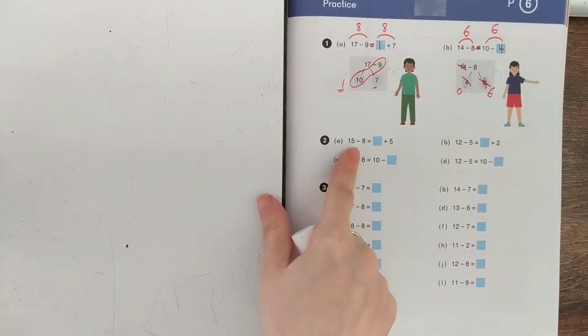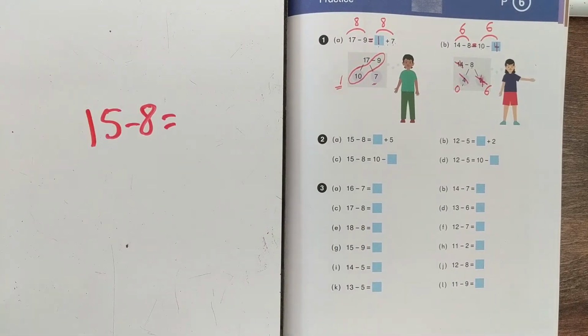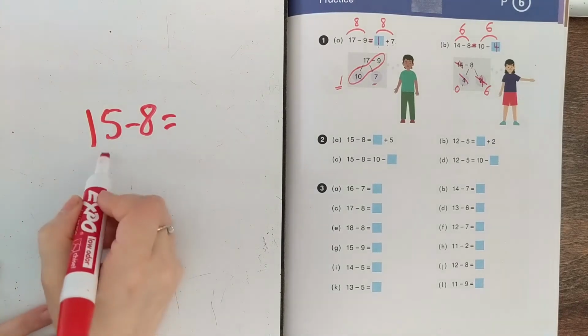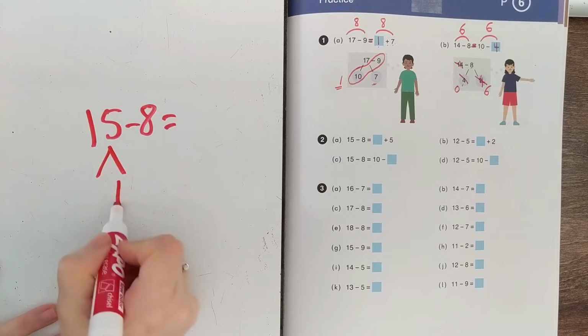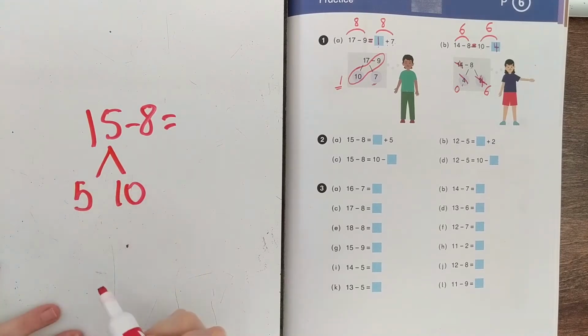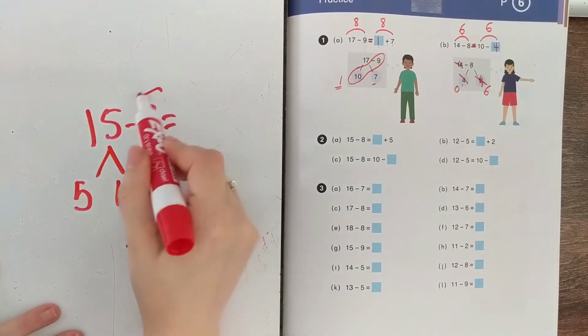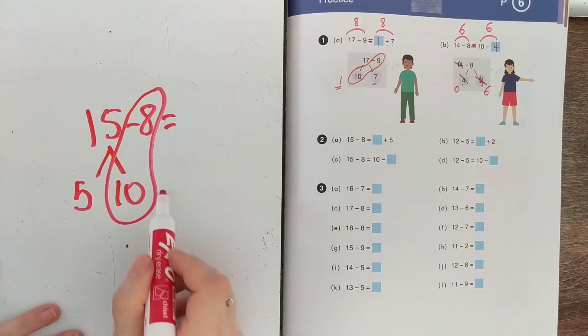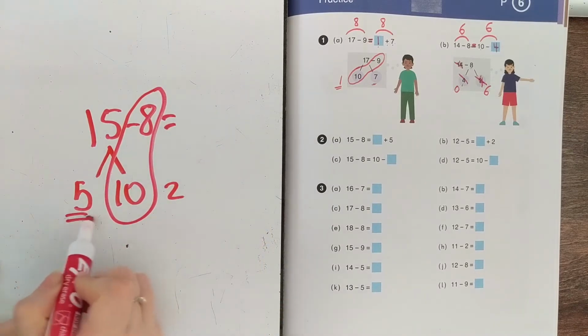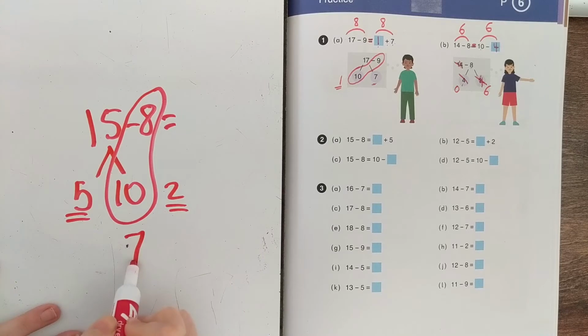Okay, now the next one, since they didn't take it apart for us, I'm going to do that on my board, 15 minus 8. Let's use the first method and take apart the 15. Inside the 15, there is a 10 and a 5. Now we can subtract. 10 minus 8 is 2. 5 plus 2 is 7.